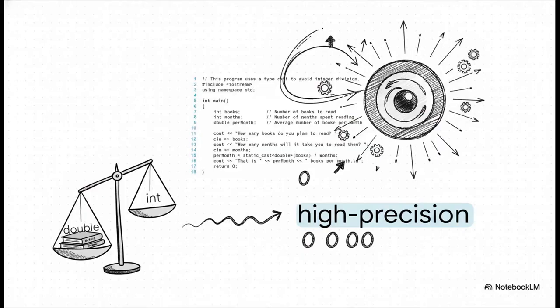Okay, let's look at our little program again, but this time with the fix applied. See that new chunk of code there? That static cast thing? That is the direct order from the programmer. It's telling the computer, hey, that books variable, just for this one calculation, pretend it's a high-precision double. And because one of the numbers in the division is now a double, the computer's own rules say the whole thing has to be done with high precision. And just like that, we get the right answer.